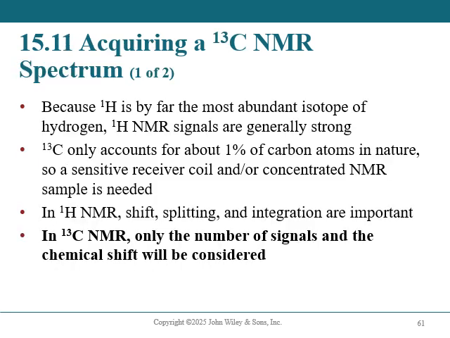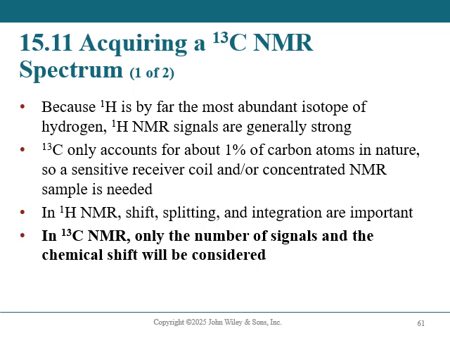Now, let's talk a little bit about the carbon NMR spectrum. Because hydrogen-1 is by far the most abundant isotope of hydrogen, proton NMR signals are really strong. Carbon-13, on the other hand, is not the most stable or abundant isotope. It's actually carbon-12. Carbon-13 only accounts for about 1% of carbon atoms in nature. So a sensitive receiver coil and/or a concentrated NMR sample is needed.